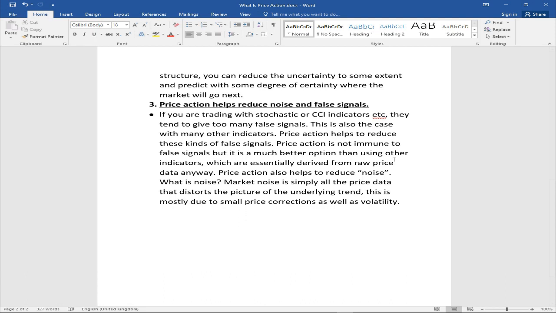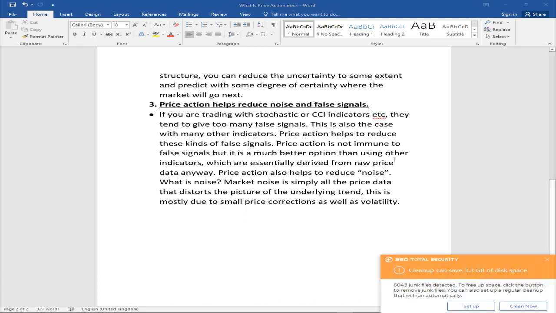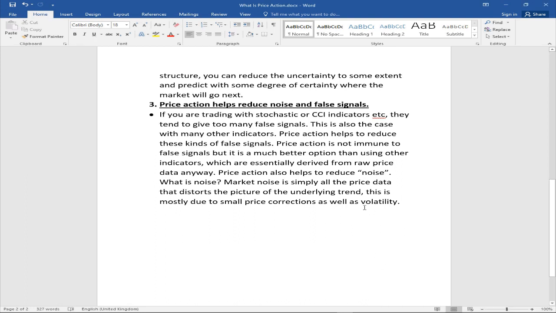Okay, it goes on to say price action also helps reduce noise. What is noise? Market noise is simply all the price data that distorts the picture of the underlying trend. This is mostly due to small price corrections as well as volatility. Okay, so the reason why we shouldn't use indicators is because indicators give you false signals most of the time. If you get the trade right with the indicator, it puts you in the trade late. You open the trade late, guys. Okay, you're always late to the party, and that's not healthy. That isn't healthy, because most of the time you're gonna get caught up in losses, guys. Okay, so that's the reason why we shouldn't use indicators.